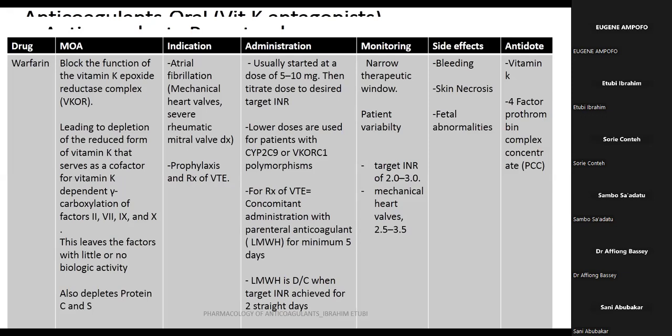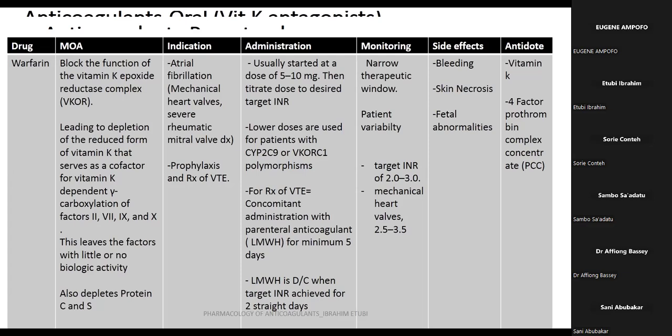And lower doses are used for patients that have CYP2C9 or vitamin K epoxide reductase 1 polymorphism. And then it can be used for treatment of VTE and can be administered concomitantly with parenteral anticoagulants like low molecular weight heparin. And we can do this for a minimum of 3 to 5 days. However, low molecular weight heparin can be discontinued when the target INR has been achieved within 2 straight days.